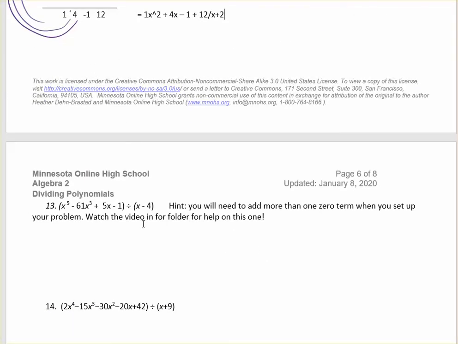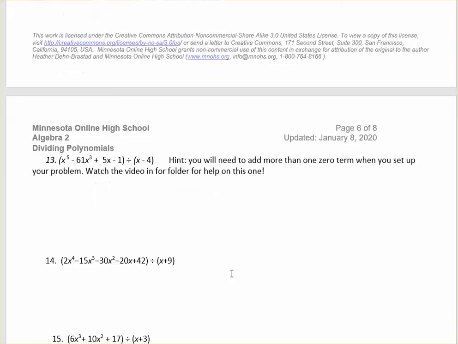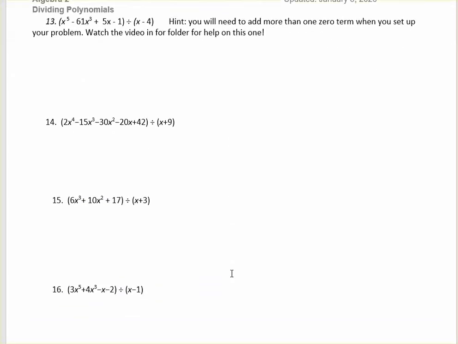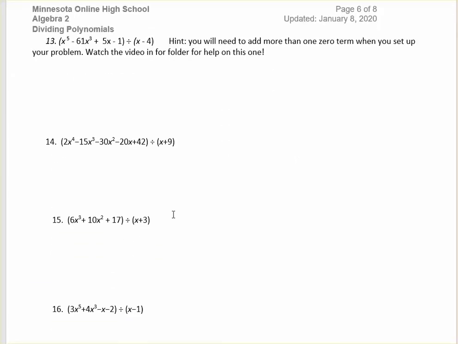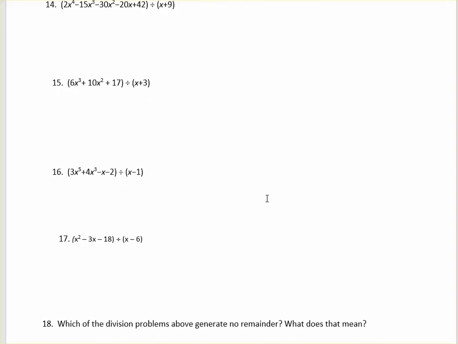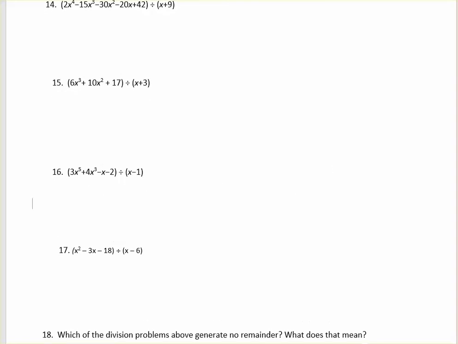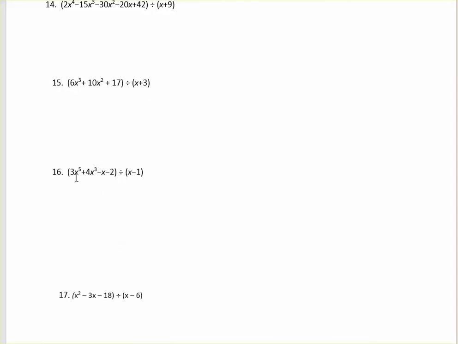In number 13, and in several other of these, they're missing a term, and you have to add your 0 term. This one is in one of the Khan Academy videos that's in your folder, so let me look at number 16. Sometimes these numbers get really big too. In 16, we have 3x to the 5th plus 4x to the 3rd. We're missing the x to the 4th term. And then we're missing the x squared term too. So we're going to have a couple zeros in this one that we'll have to add.